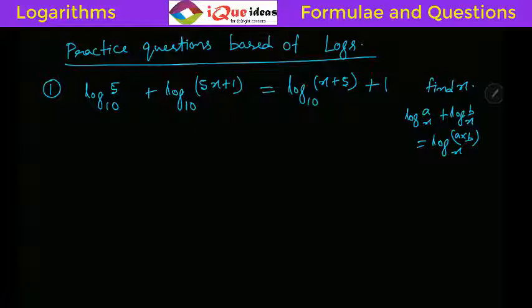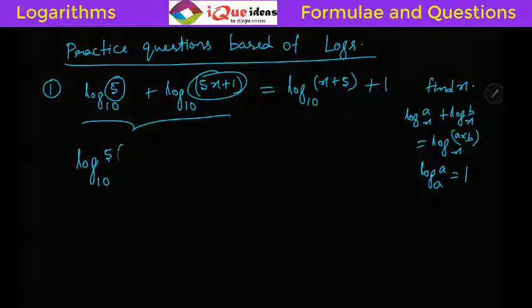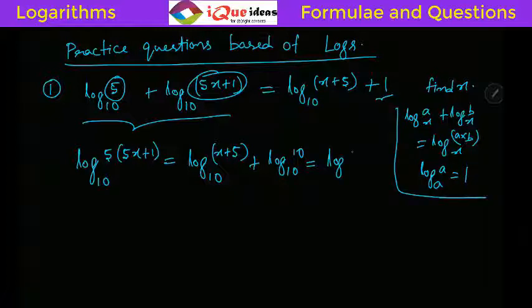So what we can also do is now this 1. We know that log of any number to its own base is equal to 1. So on the left hand side, it becomes log, base is same, the numbers inside should get multiplied. So 5 into 5x plus 1. On the right hand side, we have log of x plus 5 to the base 10. And 1, we can write it as log of 10 to the base 10. So the right hand side also can be written as log of x plus 5 into 10 to the base 10.